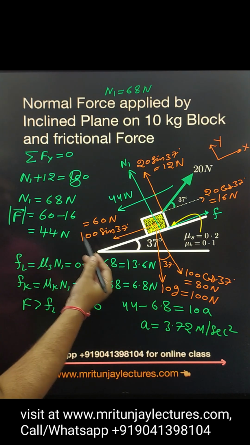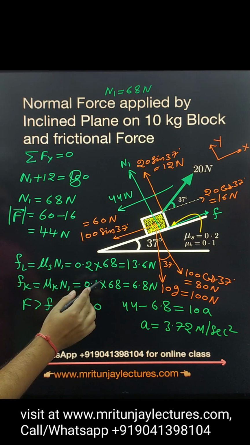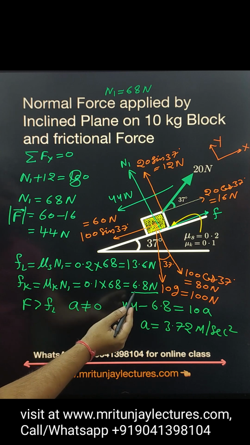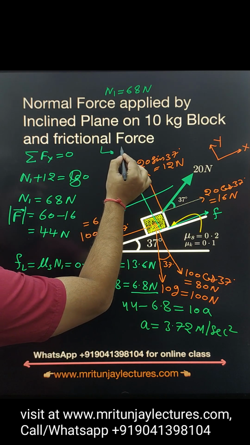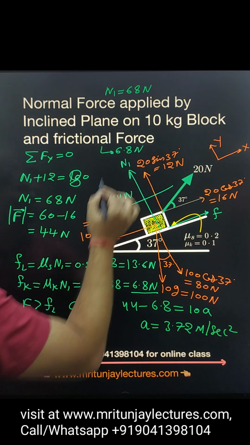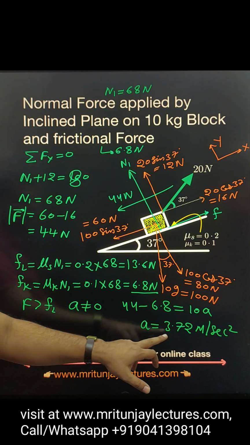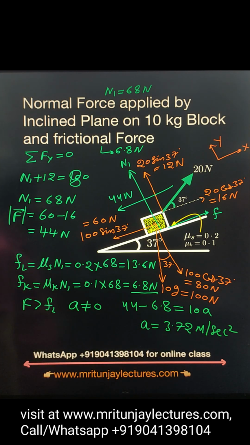But according to the question, what about the frictional force? During motion, which frictional force acts? That is kinetic frictional force. This one is how much? 6.8 Newton. I hope that's clear. And if you want the acceleration of the block, it is simply 3.72 meter per second square.